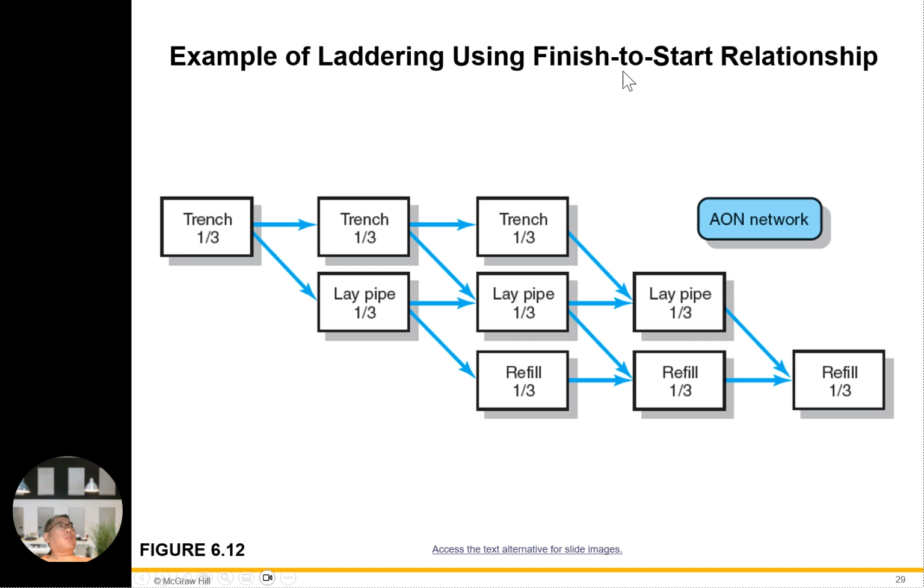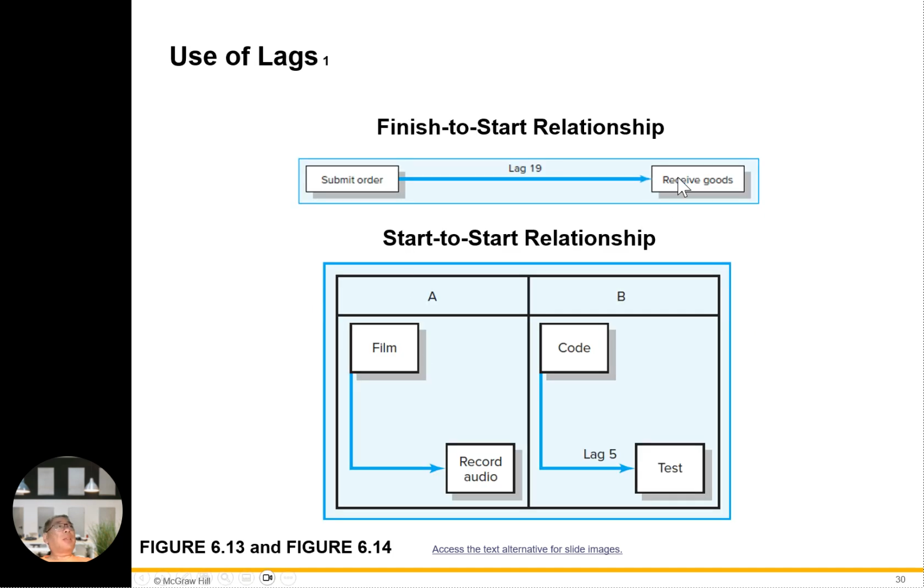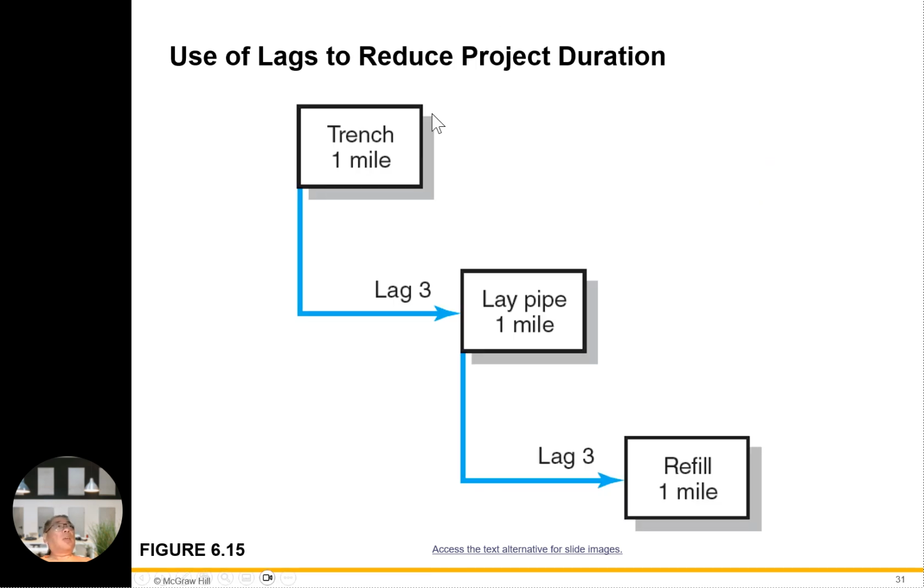This gives you an example of finish to start in an AON network, okay? From time share to AON network. And then finish to start relation: submit order, receive the goods, start the relationship, film here, record audio, code and test, okay? Times 1 here, lag 1, lag 3, lay pipe 1 mile, refill 1 mile.